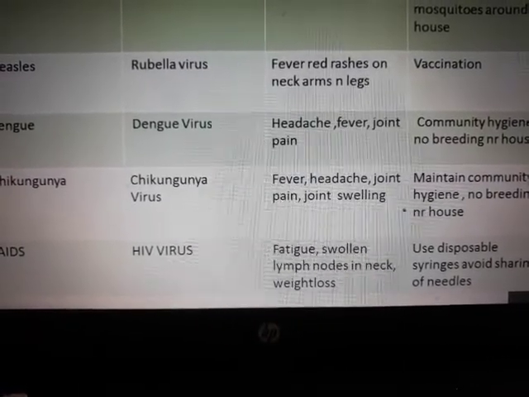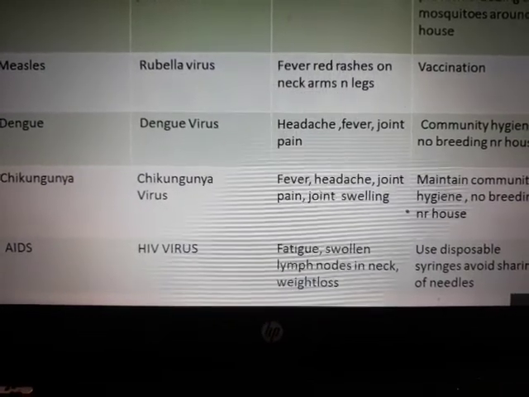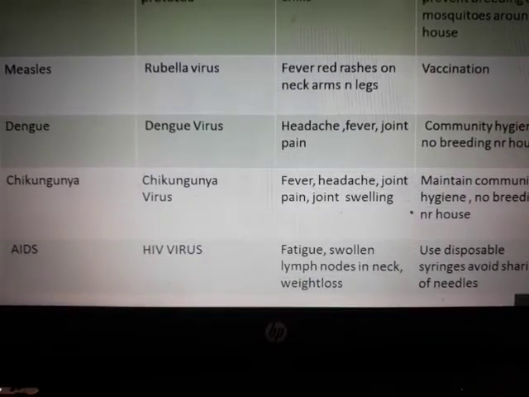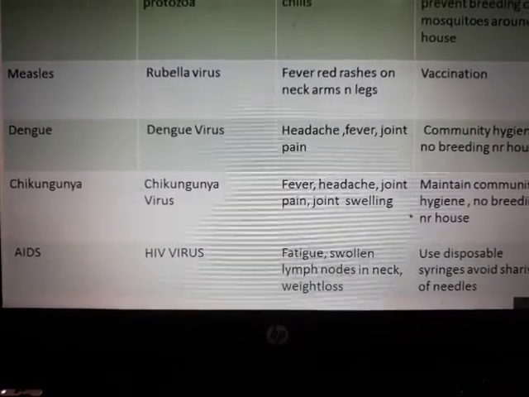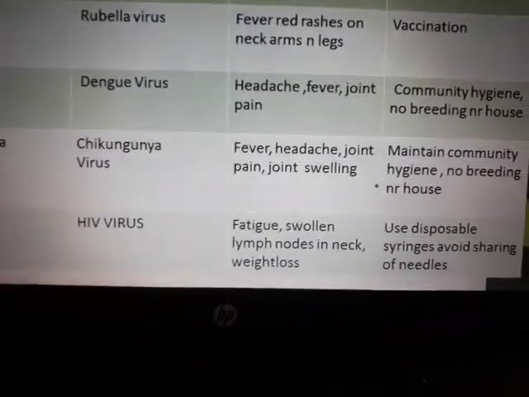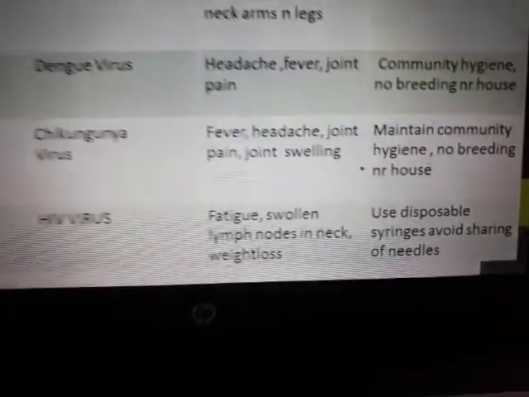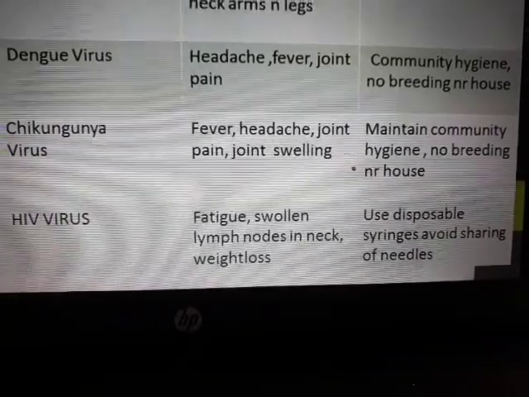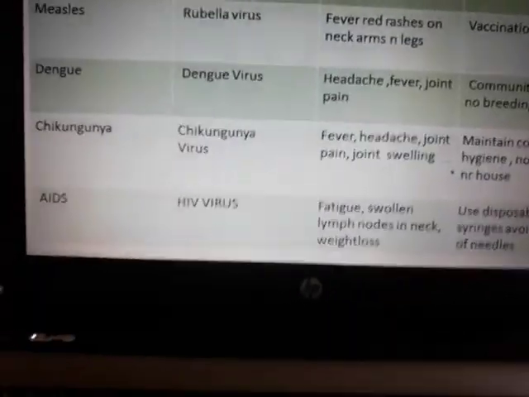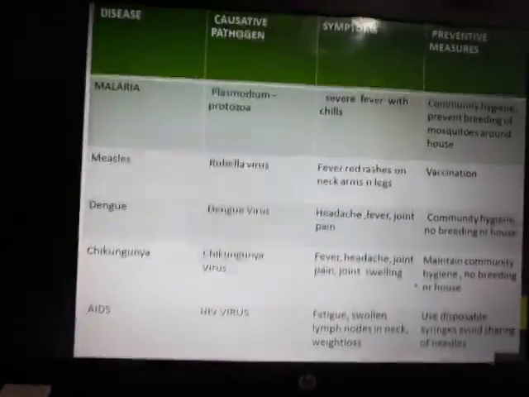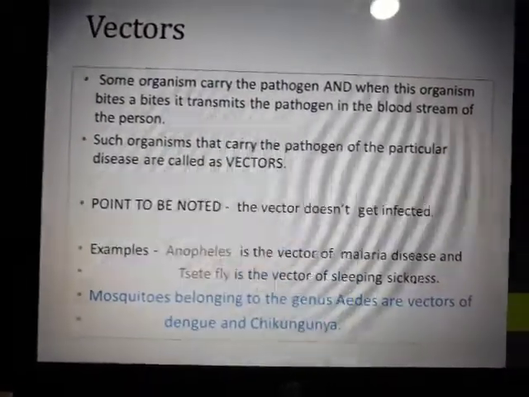It's not necessary, if we are careful about not getting harmed, an AIDS patient can live a longer life as well. But it attacks the immune system. That is what I want to tell. So obviously we are supposed to use disposable syringes so that contamination is avoided, avoid sharing of needles, and take further protections too.